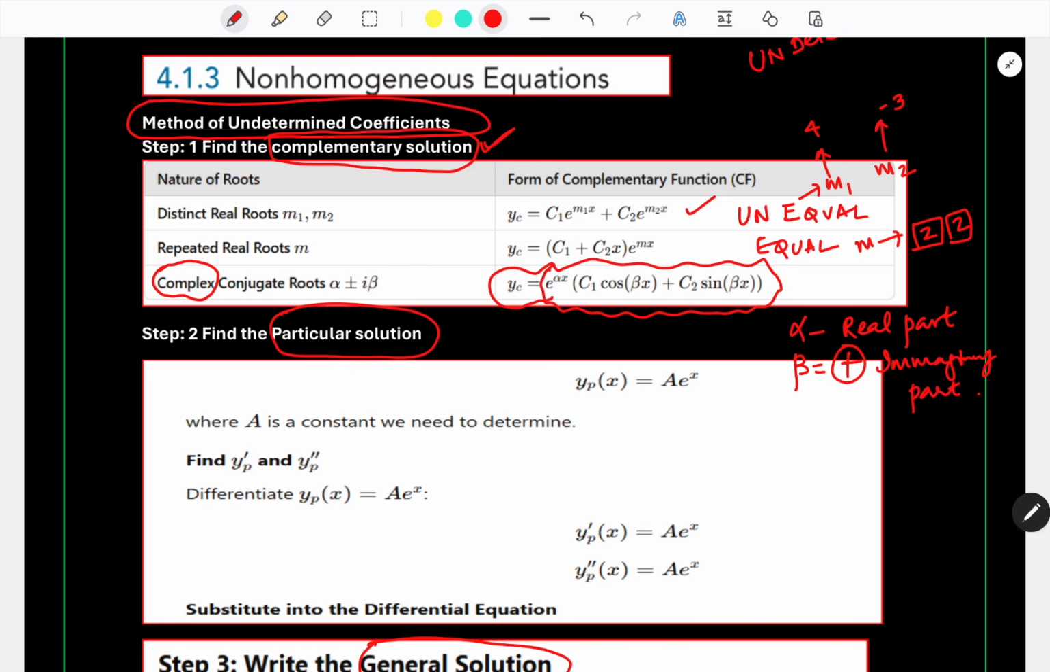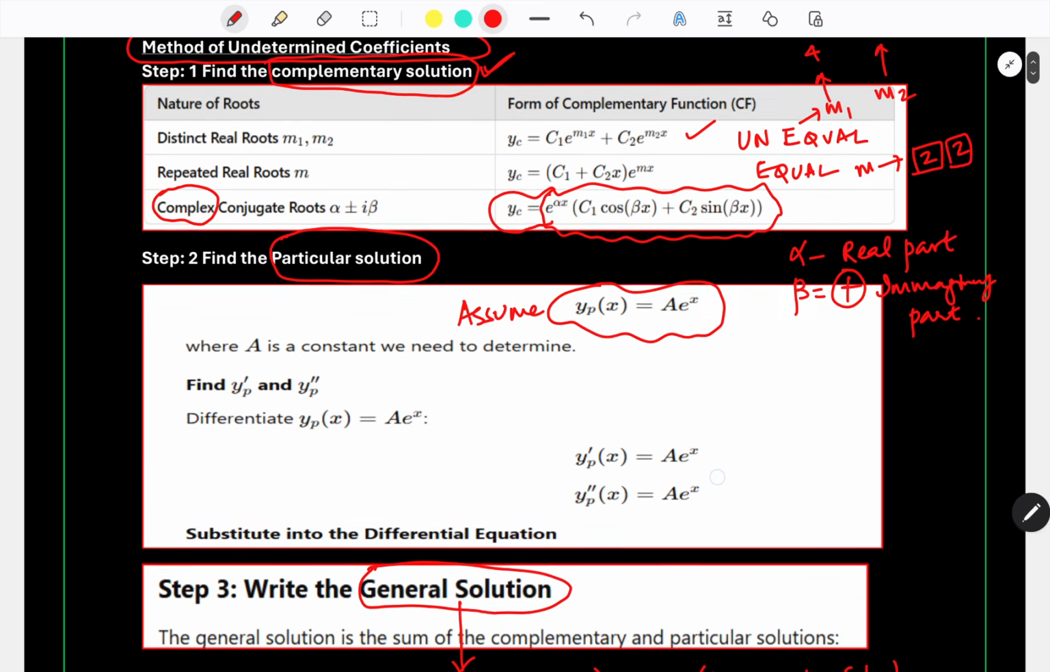For the particular solution, we are going to assume yp of x equals a e power x if the right hand side in your equation is something related to e power x. If not, you need to assume other things as your solution. This part I'll come to later when I start doing this question. So just remember these 3 rules.